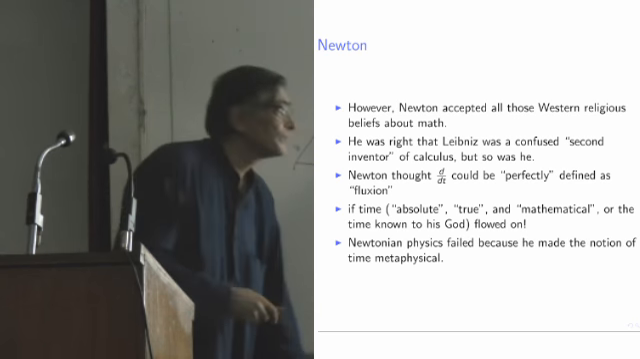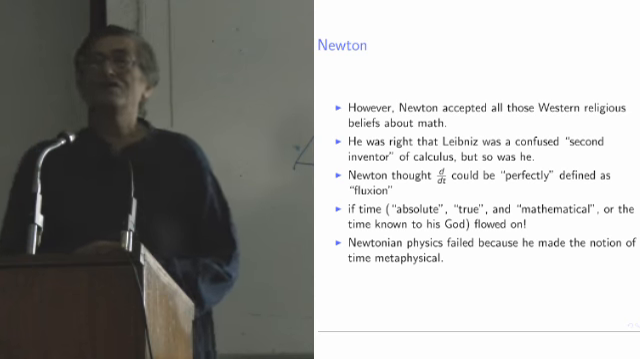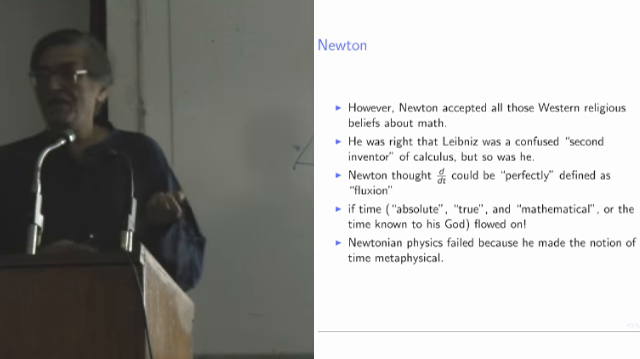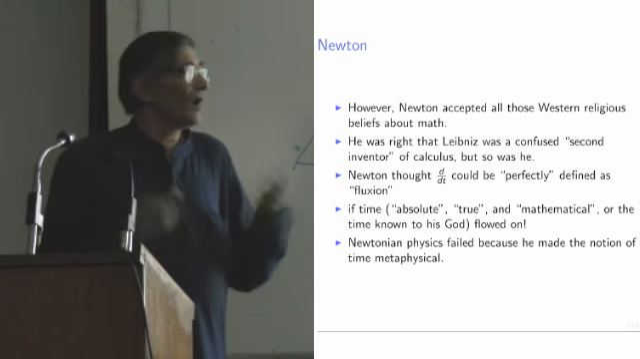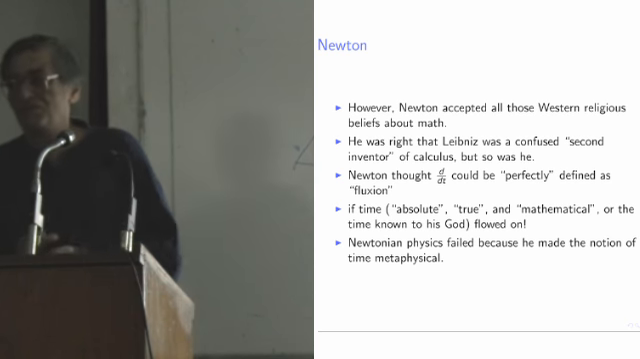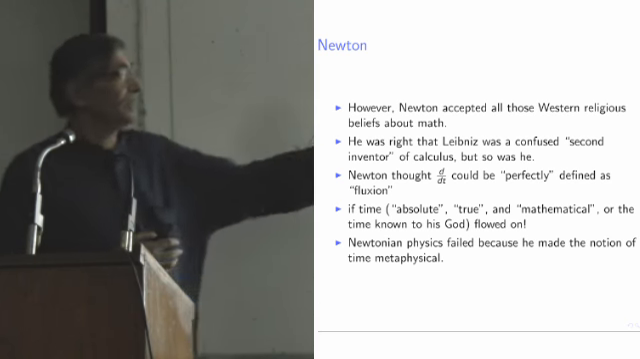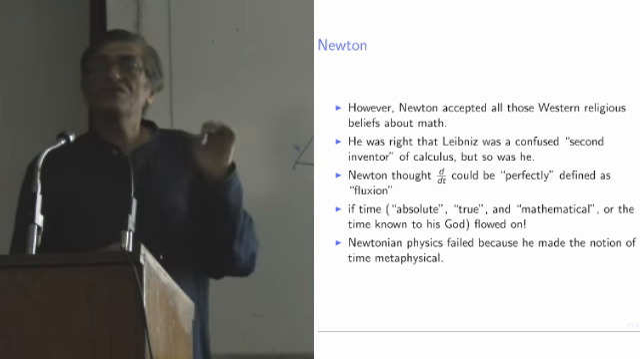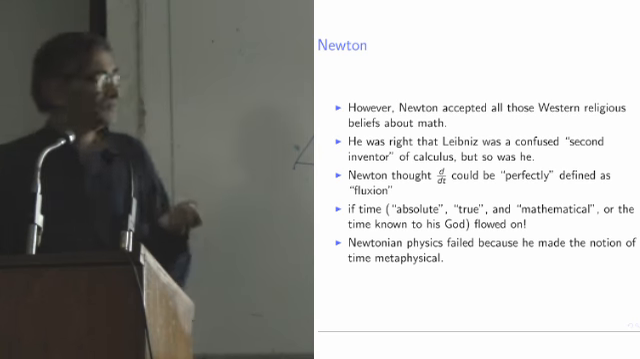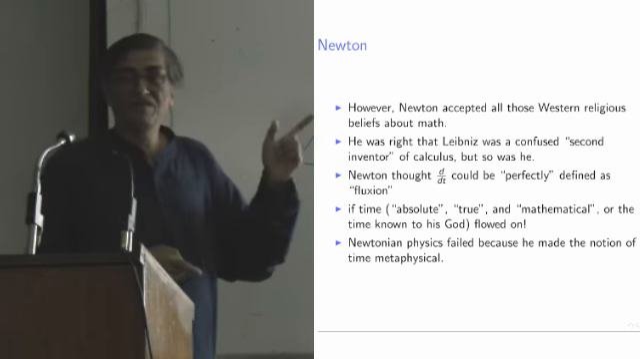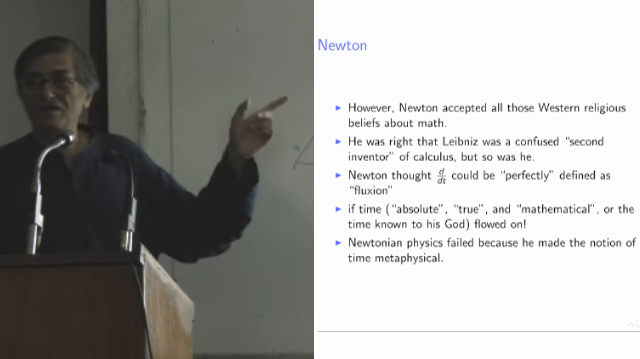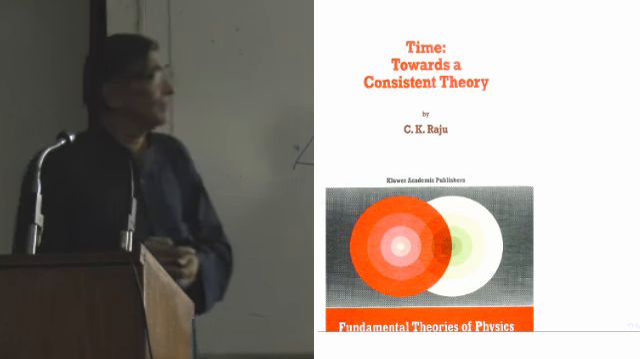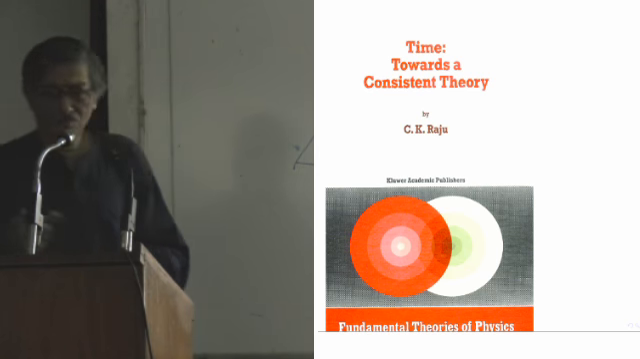And his physics failed because in order to make his d by dt perfect, he made time metaphysical: absolute, true, mathematical time, which flows on without regard to anything external. That is what he states in his Principia. And so many adjectives all say that it is metaphysical. Physics failed for that reason because it did not define a measure of time, did not define what a proper clock is. Precisely because he was trying to make calculus perfect, he ended up making his own physical theory imperfect. Discussed in some detail in my book Time: Towards a Consistent Theory, which should be there in the library, I think.